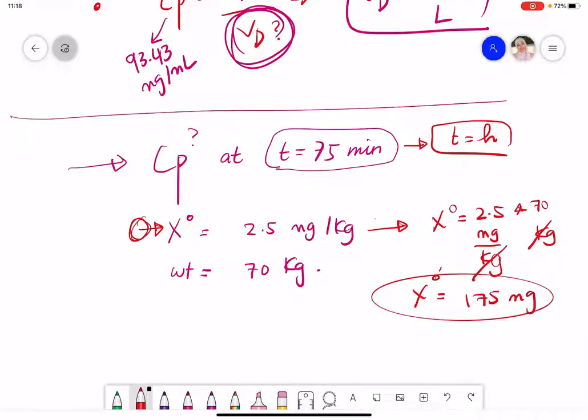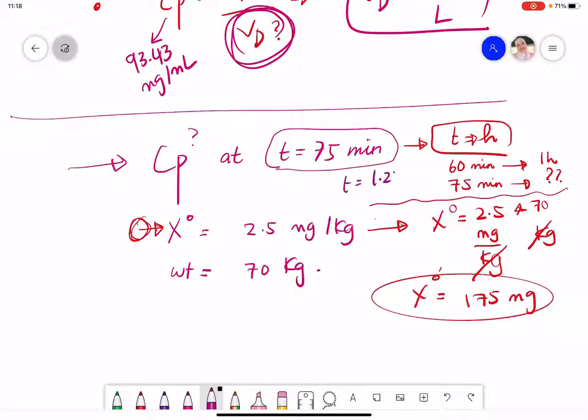The time, we need again to change the time to hours. We know that each 60 minutes is 1 hour. What about 75 minutes, right? As simple as that. So you will have the time equal to 1.25 hours. Now you can go with the calculation.